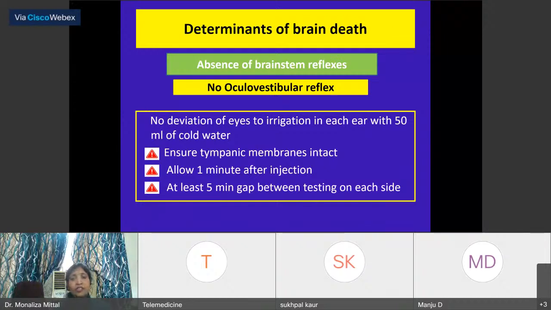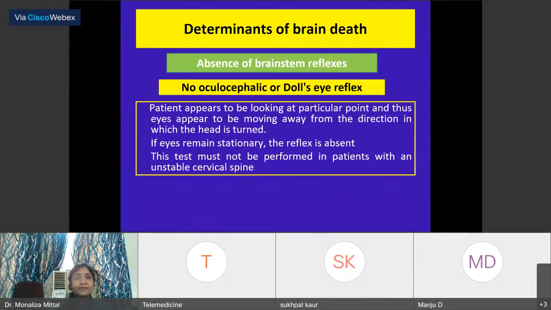In brain dead patients, the oculovestibular reflex will be absent. That is, there will be no deviation of the eyes on irrigating each ear with 50 ml of cold water, that is, a caloric test. But here we have to ensure that the tympanic membrane of the ears is intact, and we have to give sufficient time, that is 1 minute after injection, and we have to wait for 5 minutes before testing the other side.